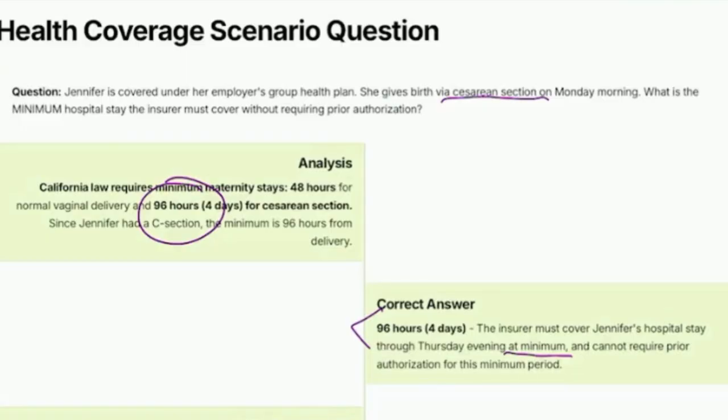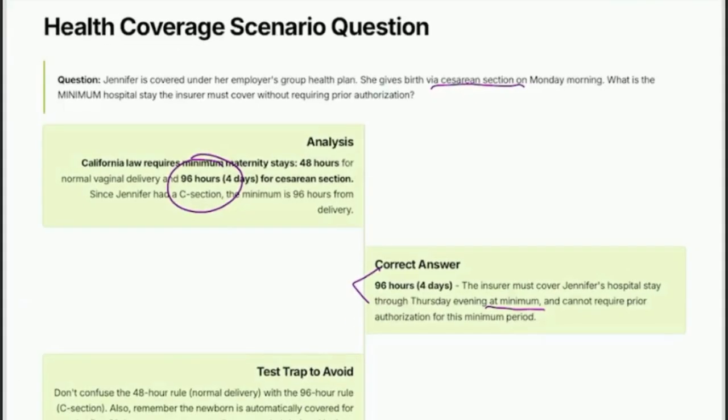Also remember, the newborn is automatically covered for the first 31 days. No separate enrollment needed during that time. After those 31 days, they need to be added to the policy officially.